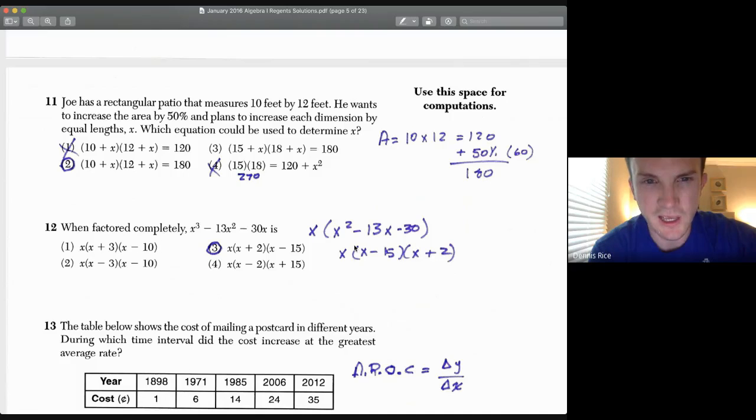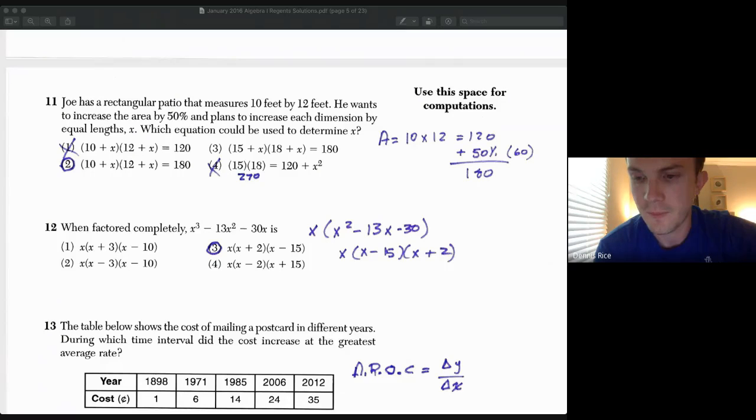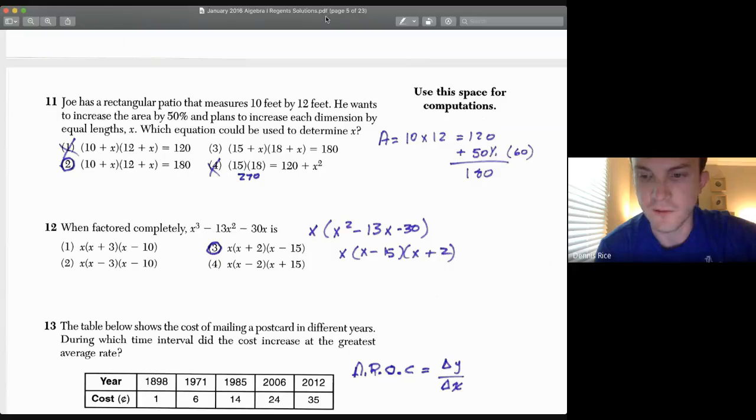Choice 3, I guess, is adding, where do you get 15 and 18? Maybe adding 20% to 10 and 12 as well. Number 12, factoring completely. Start with GCF and then sum product. So a few factoring questions in this so far. We're only up to number 12 and we've seen like 2 or 3 factoring related questions. Sum product adds to negative 13, multiplies to negative 30 would be negative 15 and positive 2. Yeah. So that's where 15 and 18 came from.